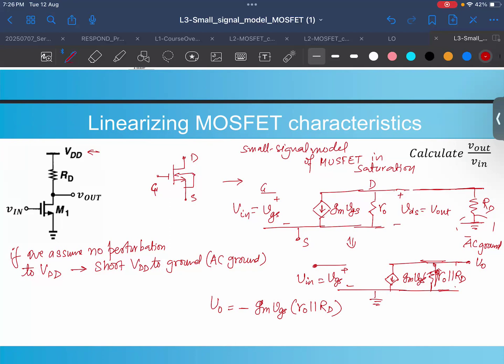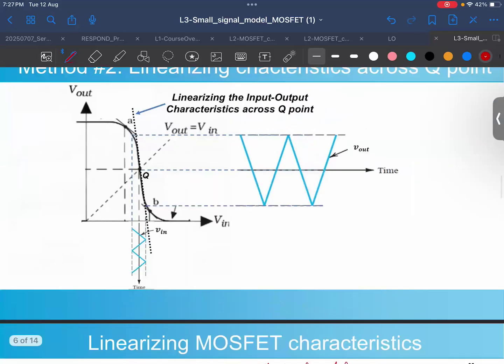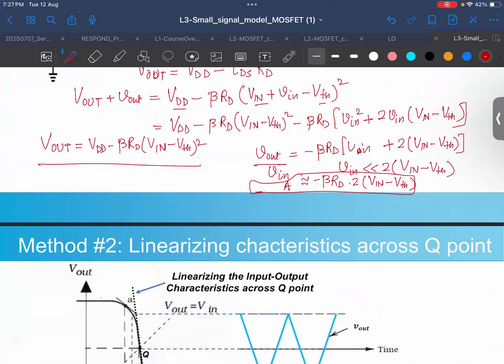From there, if we put VGS, we know it's V in. So then we can say that the V0 divided by V in is nothing but gm times r0 parallel RD, right? So if you do the gm calculation, you will see this also comes the same as this, because this is nothing. This is also your gm RD, right?